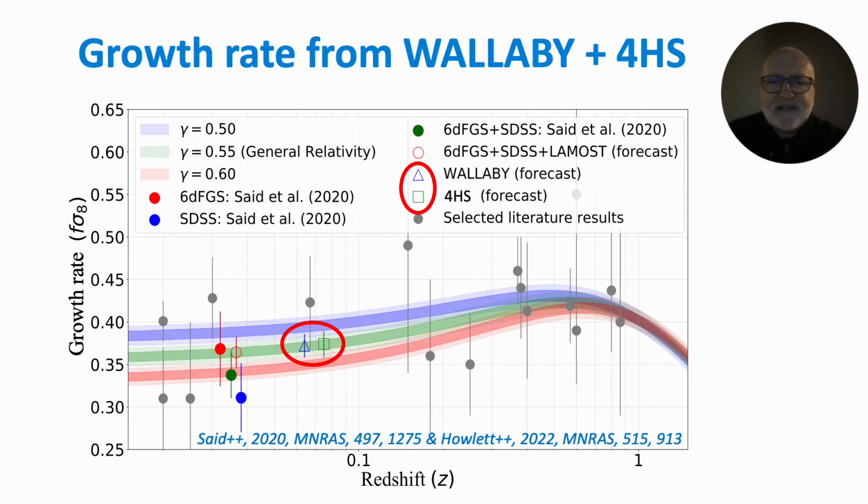Similarly, these surveys will yield much stronger constraints on the growth rate of structure. This figure shows the constraints on f sigma 8 from WALLABY and 4HS separately. It implies that deviations from the expected growth index of 0.55 that are as small as 10% will be detected with about 3 sigma confidence.